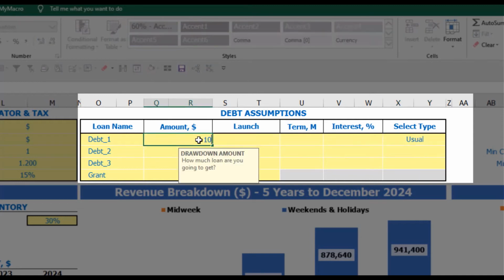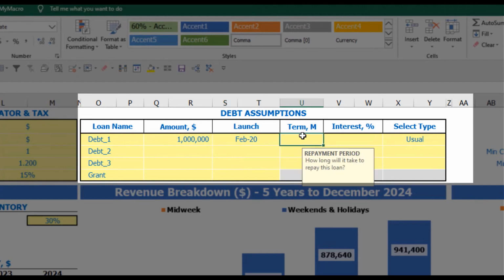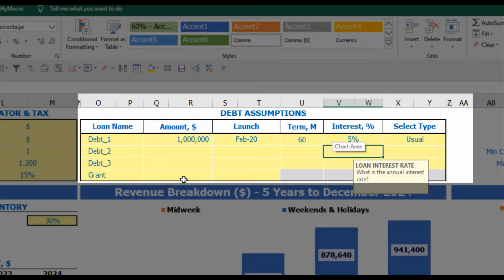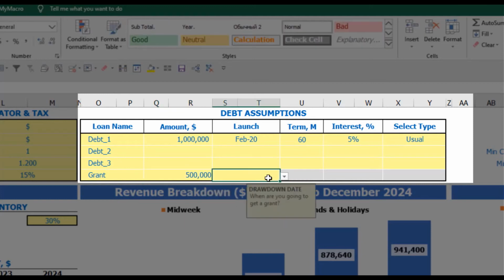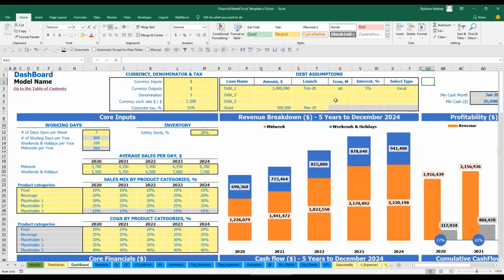So you may input an amount of the debt, the launch date, the term, which will be 60 months, and interest can be 5%. You may also input the grant, which is just a simple amount paid in some specific months, and that's it. No repayments, no terms in terms of interest.